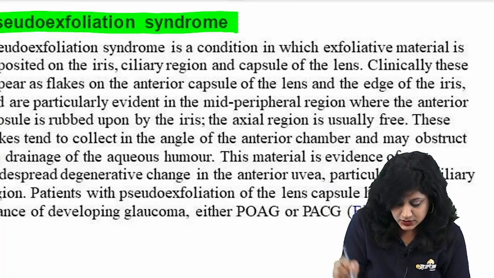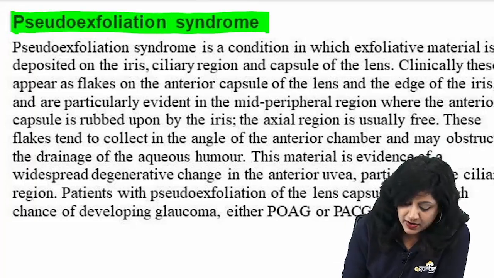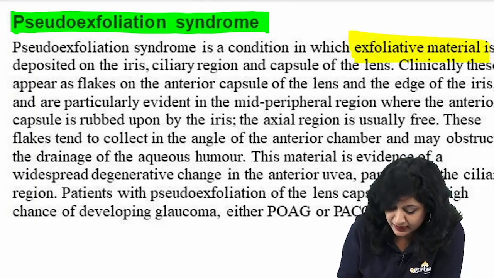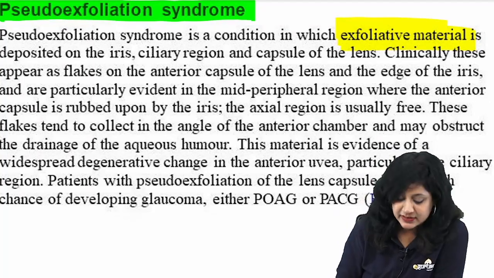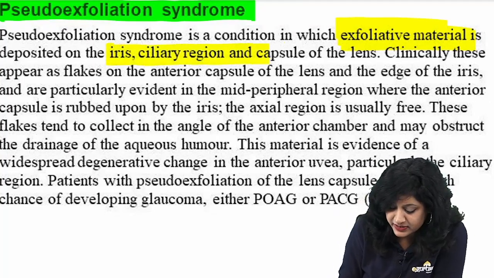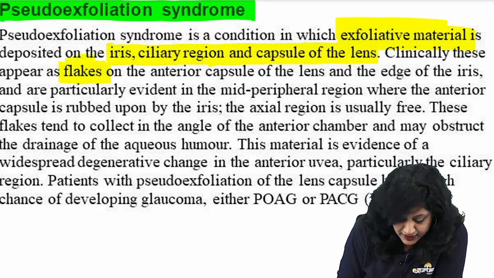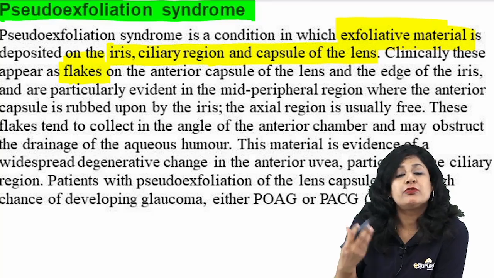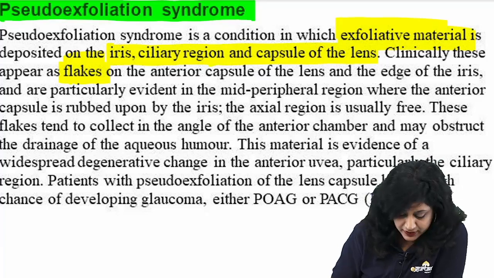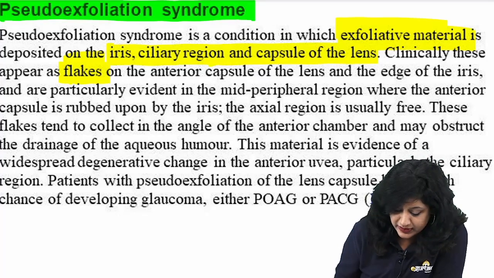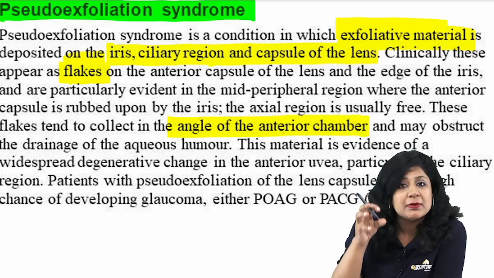pseudoexfoliation syndrome. Pseudoexfoliation syndrome, as the name indicates, here you are having pseudoexfoliative material. So, this exfoliative material is deposited in the anterior segment, be it the iris, the ciliary region, or the lens capsule. They are just like flakes, and that is why it is called exfoliative. So, it is an exfoliative material which is present over the anterior segment, and particularly it is also collecting in the angle of the anterior chamber, in the trabecular meshwork.